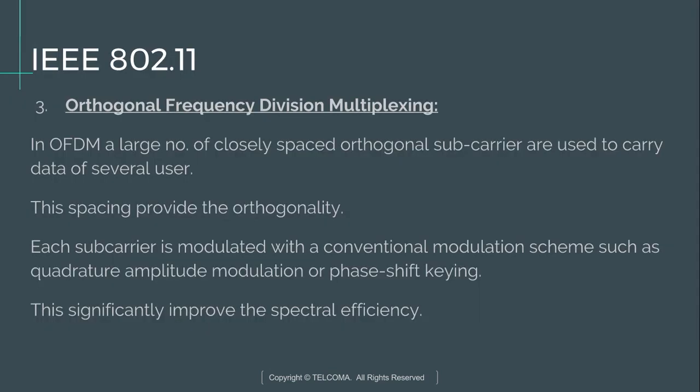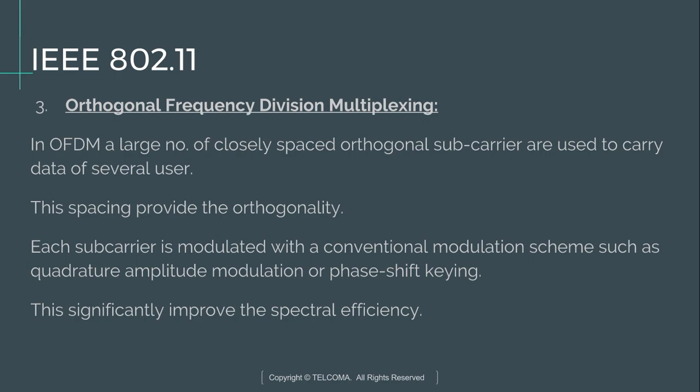The next is orthogonal frequency division multiplexing. In OFDM, a large number of closely spaced orthogonal subcarriers are used to carry data of several users. As in frequency division multiplexing we use only a single carrier to modulate the signal, but here we use many orthogonal subcarriers to modulate the signal and send it over the same frequency.